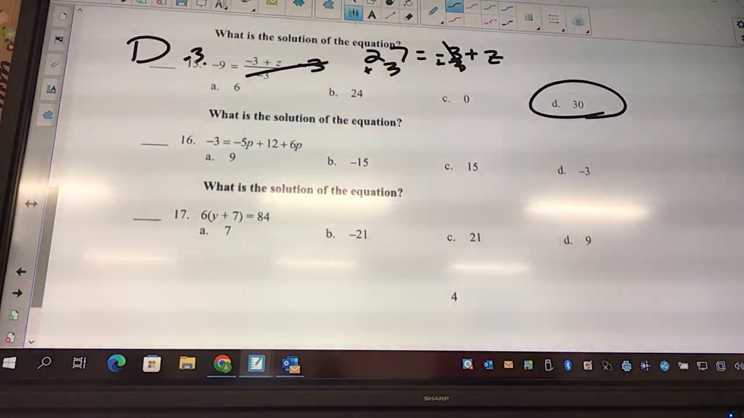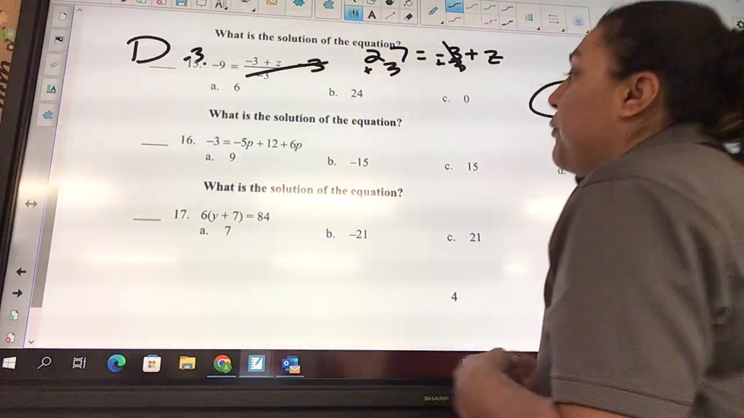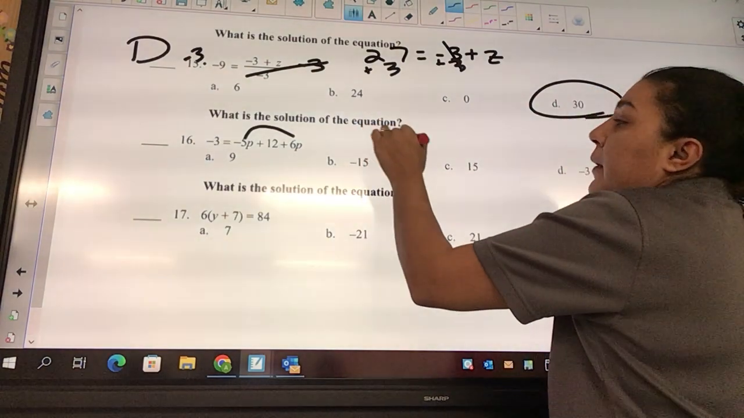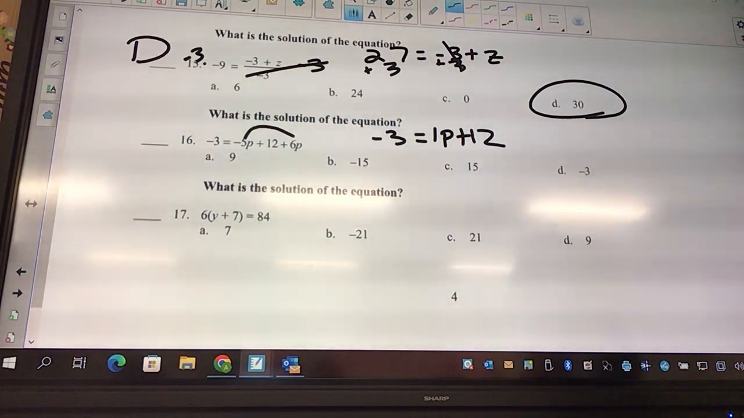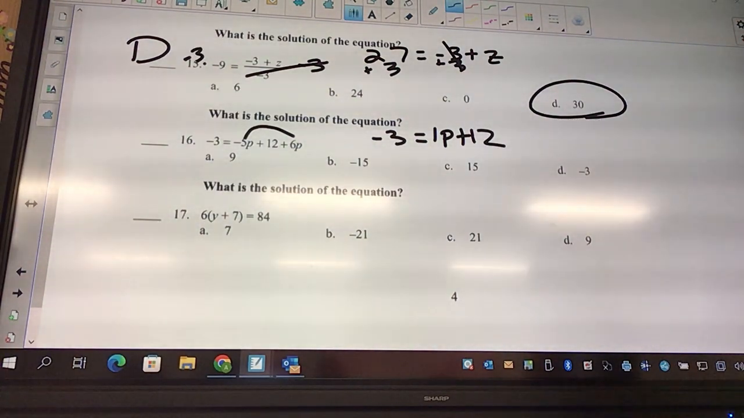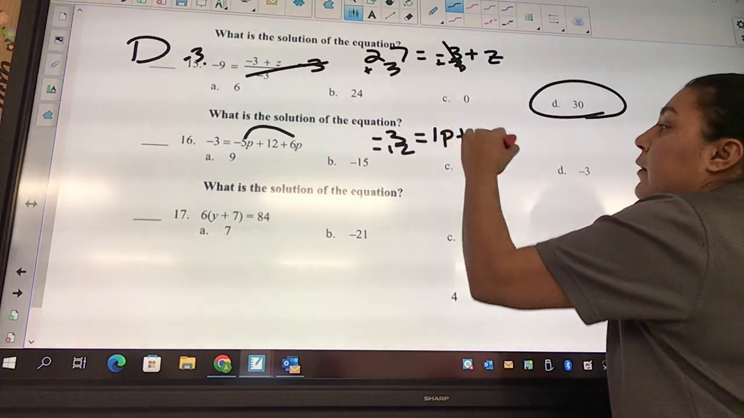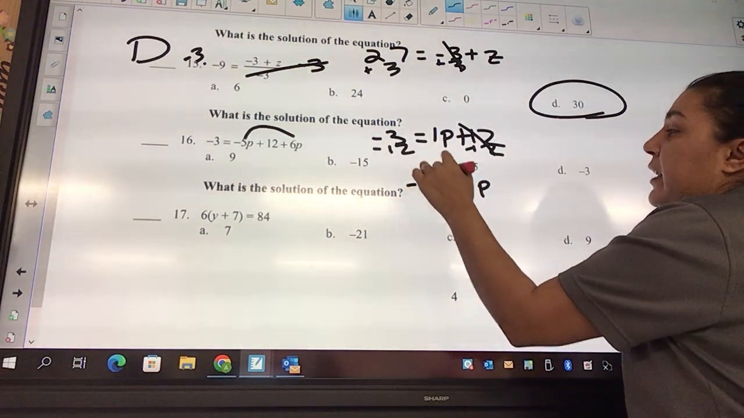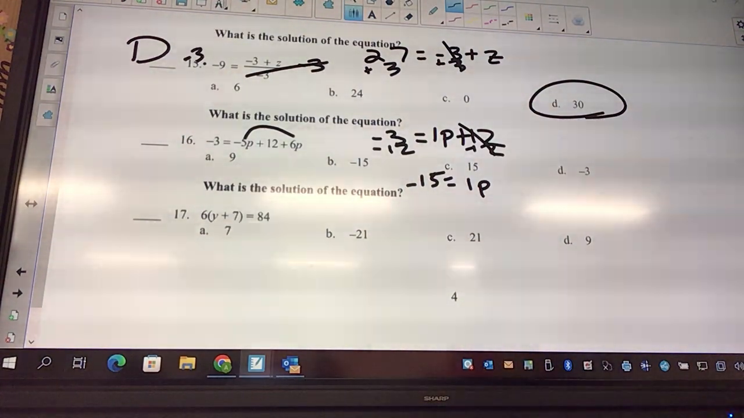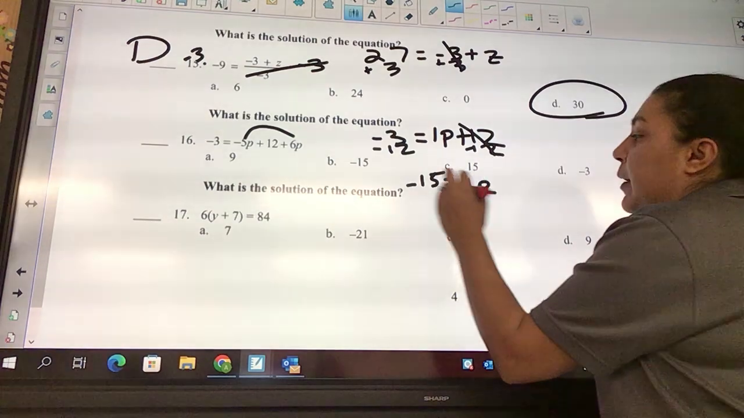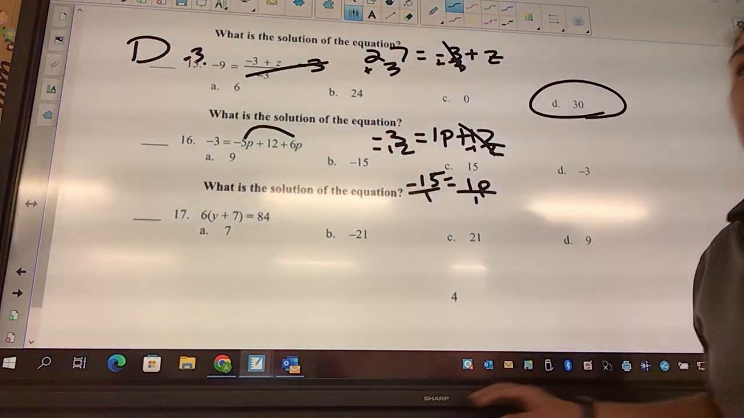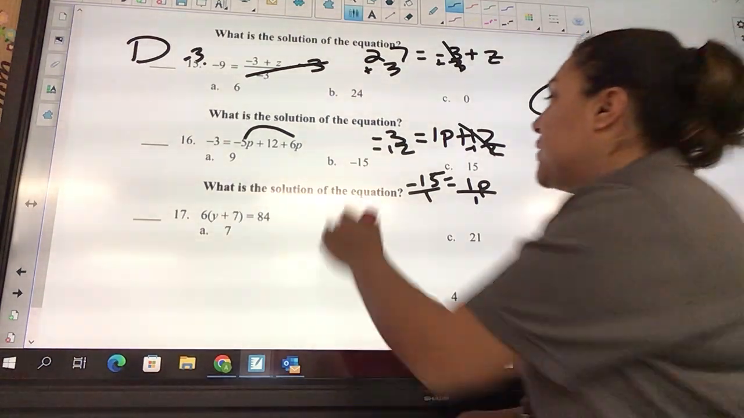Okay, 16. What needs done first? Combine like terms. So negative 5 and 6 is going to give me a 1p plus 12. Okay, and then what? Subtract 12. So I'm going to get 1p equals negative 15. Divide by 1. So what is negative 15 divided by 1? Negative 15, which is B.